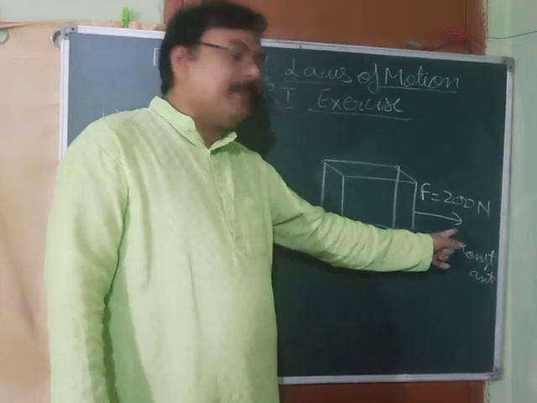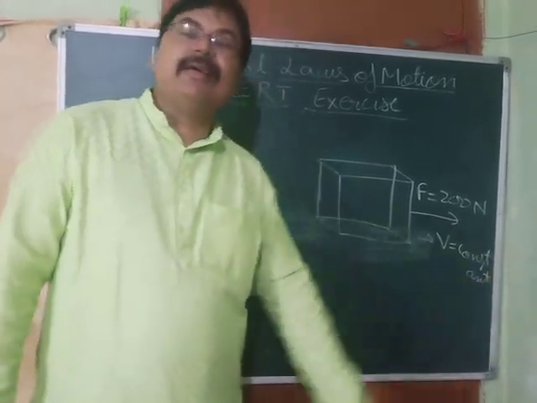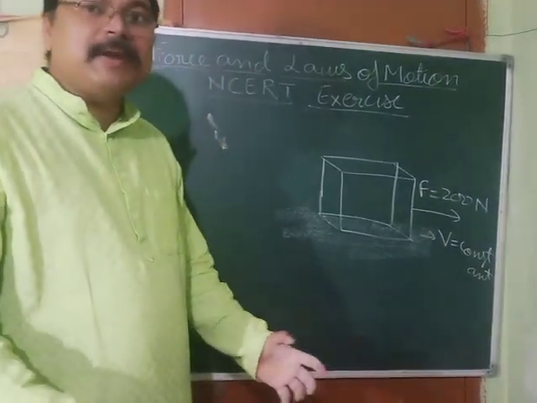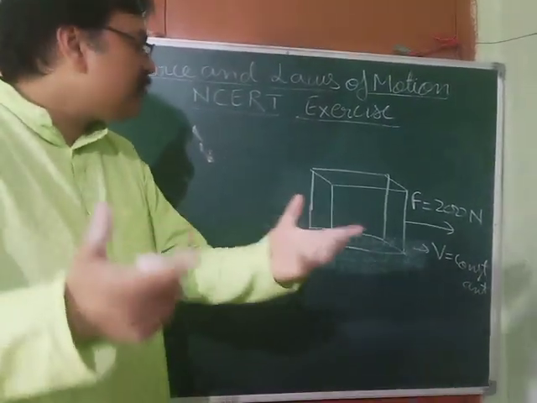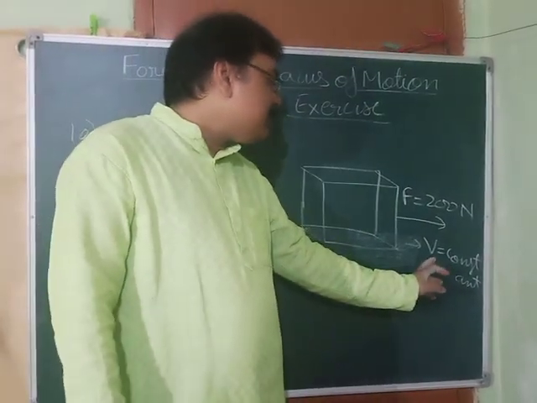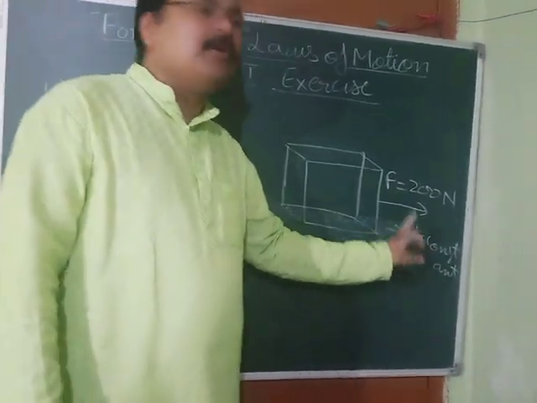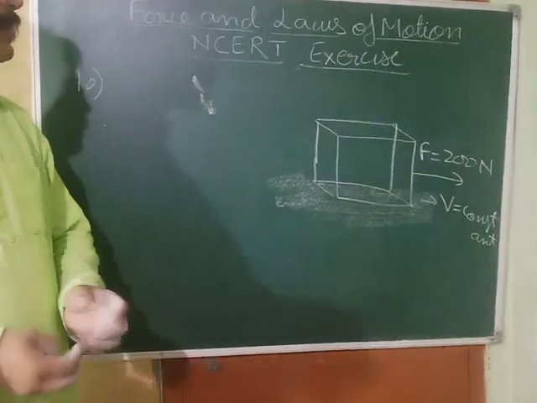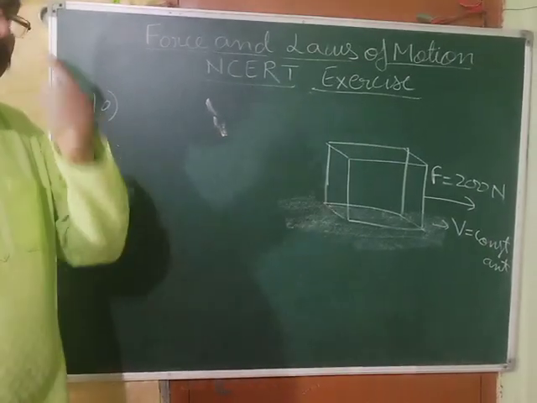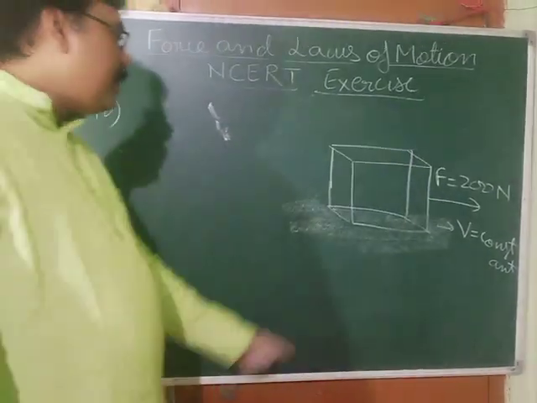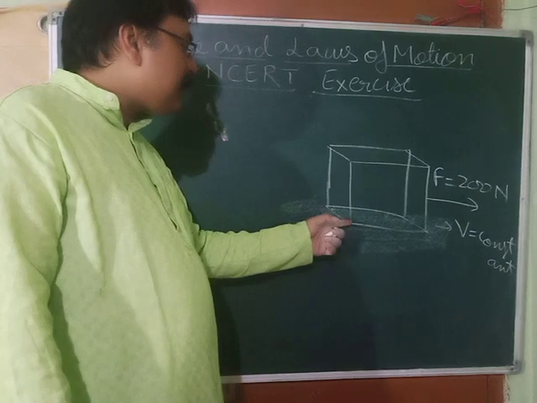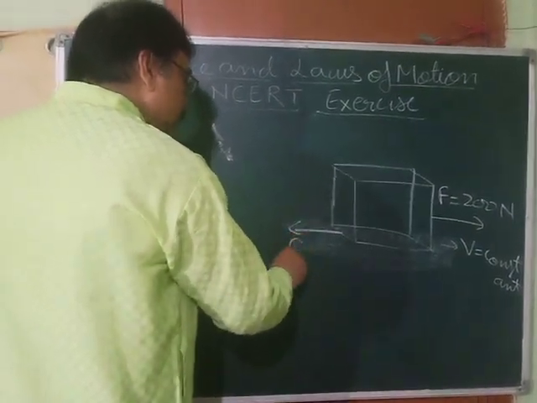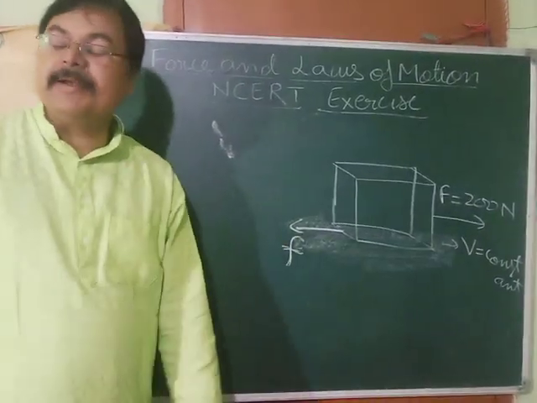200 Newton force is applied, in the horizontal direction. And when this force is applied, what do you expect? It should start accelerating. It's not happening. Actually, the question says that it is moving with a constant velocity. Now, 200 Newton force you are applying, and it is moving with constant velocity. In the question it has been asked how much force the surface is going to apply on this wooden cabinet.